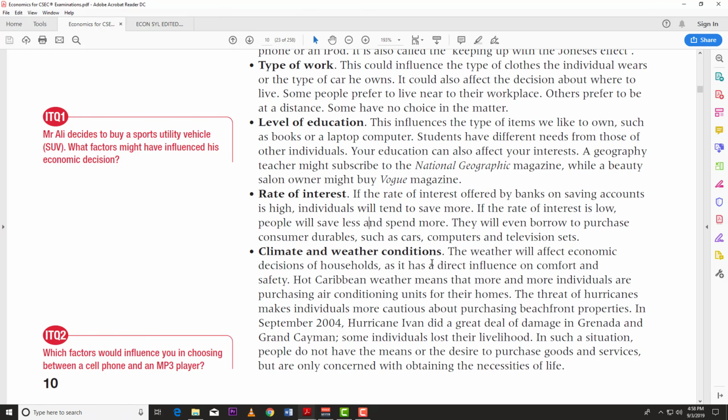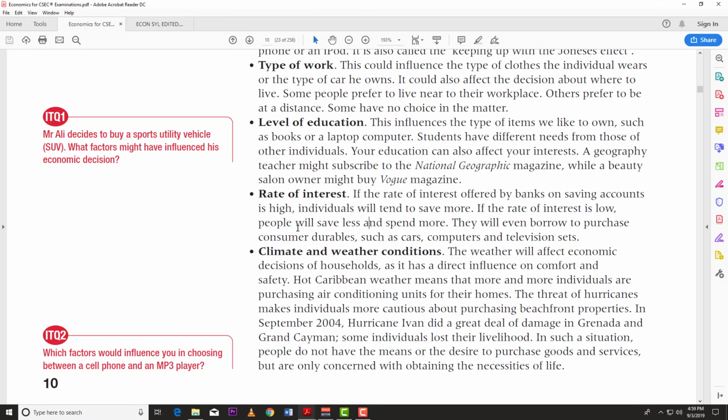Rate of interest, normally looking at savings and those kinds of things, the rate of interest in the bank. So let's read first and then discuss. Rate of interest. If the rate of interest offered by a bank on a savings account is high, individuals will tend to save more. If the rate of interest is low, the people will save less and spend more. They will even borrow to purchase consumer durables such as cars, computers, and television sets.